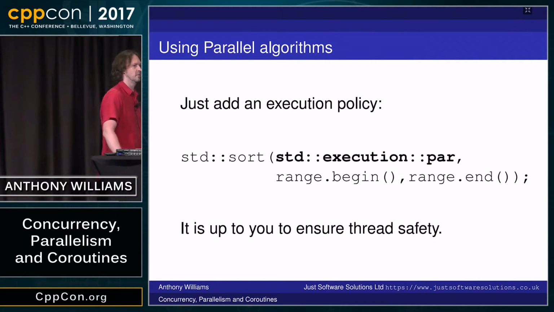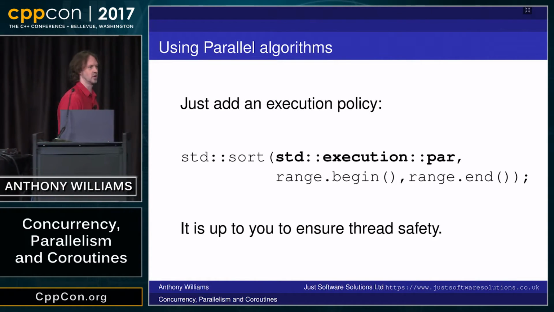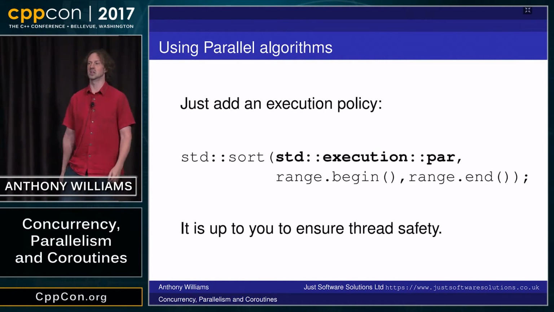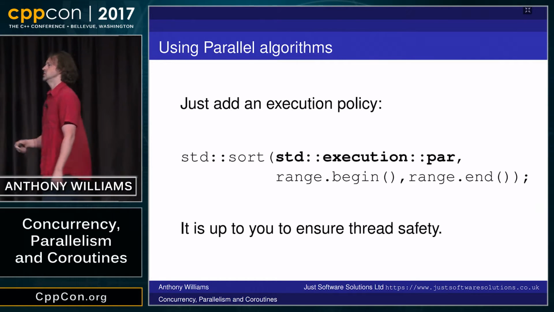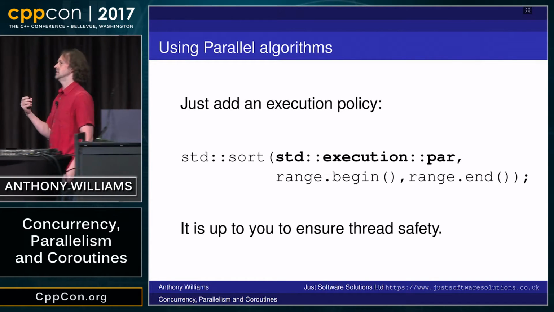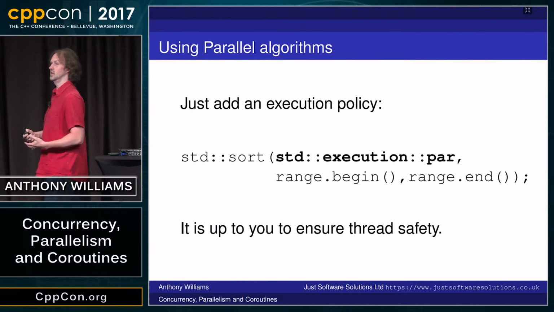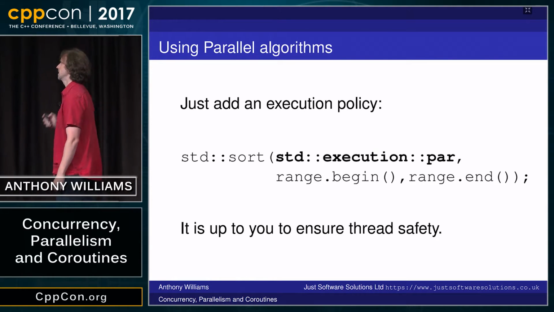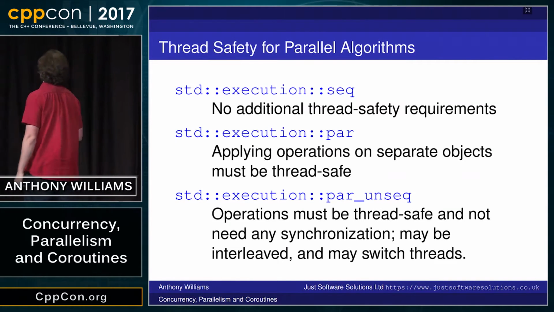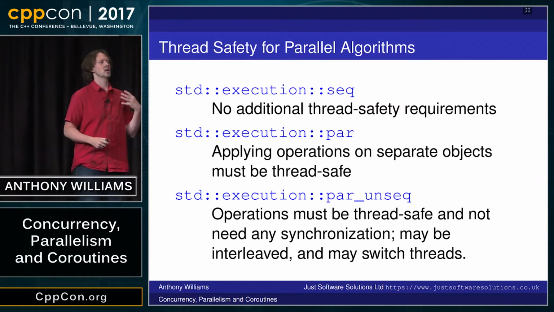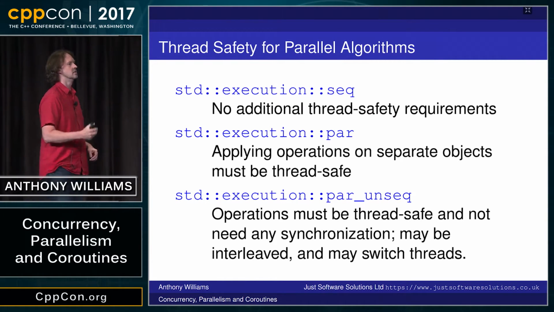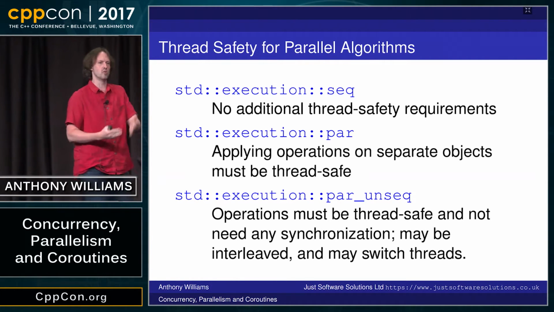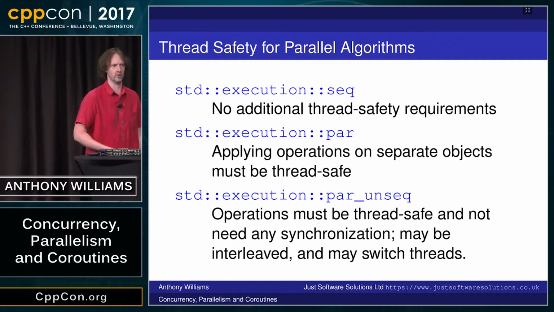So for the most part, it's easy to parallelize your code if it works with a standard library algorithm. You just add an execution policy. Of course, you need to ensure that there is thread safety, because the library doesn't know what your function does. So it's going to make some assumptions. If you're running things as a sequential policy, then it's sequential. There are no additional thread safety requirements, because it is all run on the same thread that you actually called the algorithm from.